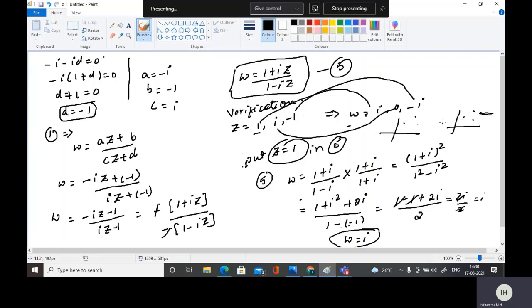So the points in the Z plane will match the points in the W plane, three points. By the transformation W is equal to (az plus b) by (cz plus d), in this particular problem, (1 plus iz) by (1 minus iz) transforms the points 1, i, minus 1 to i, 0, minus i. That is, from the points in the Z plane to the points in the W plane. Right?